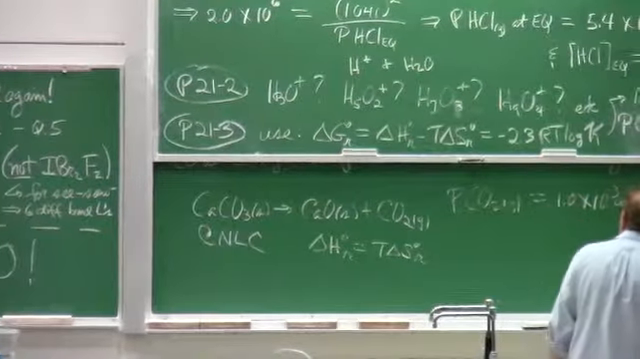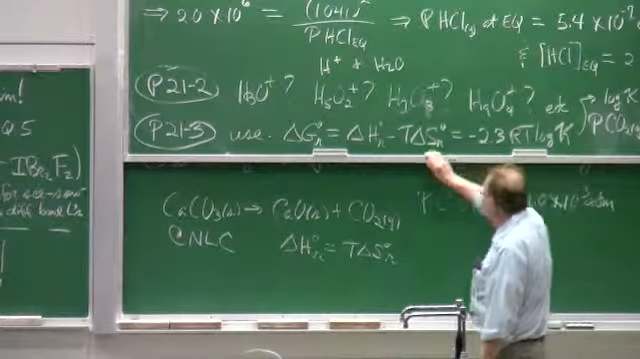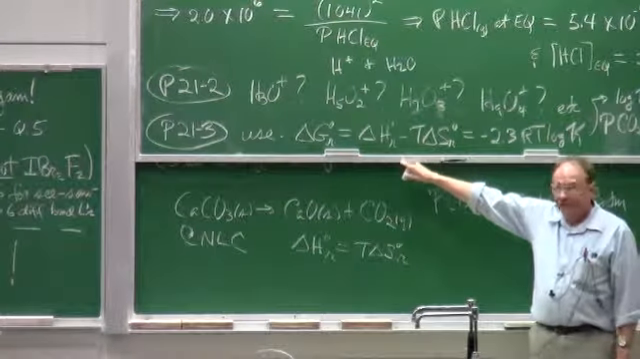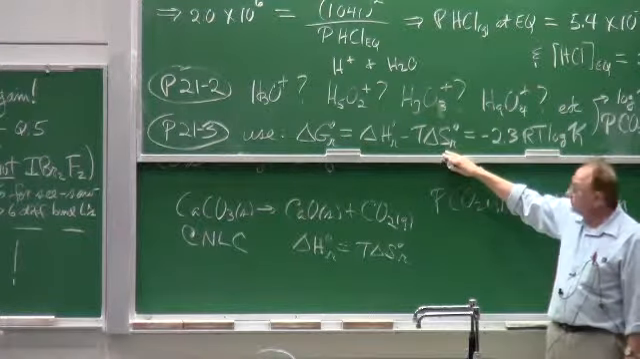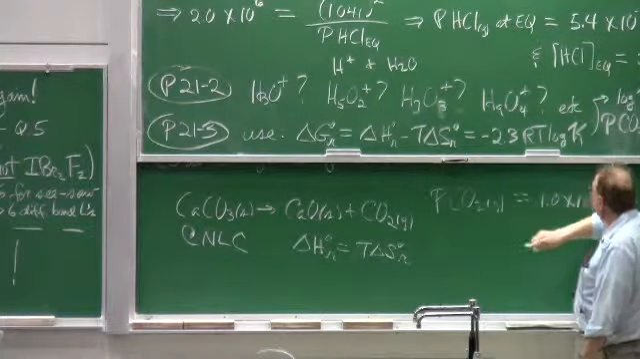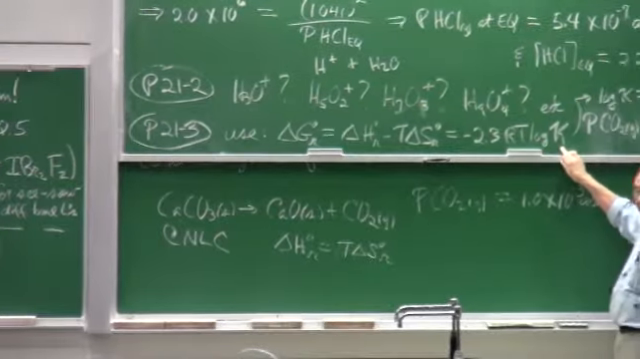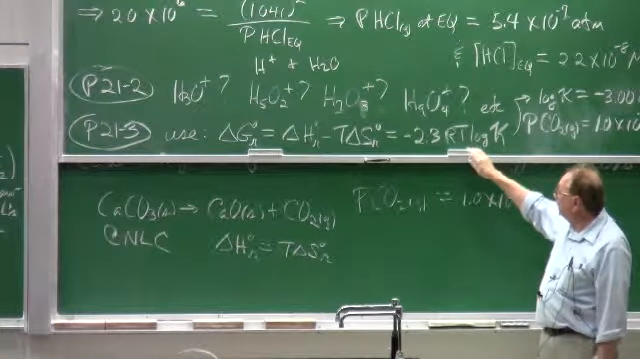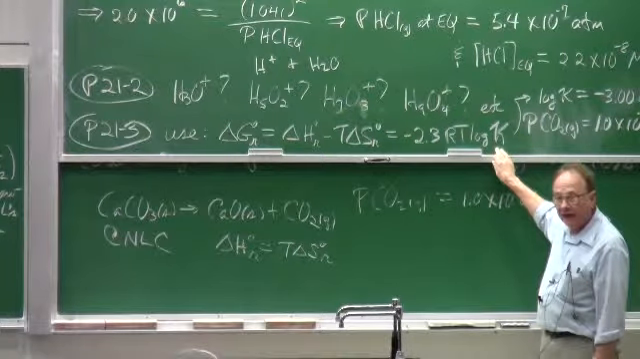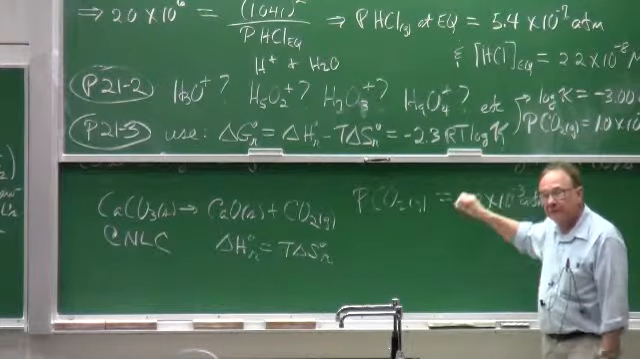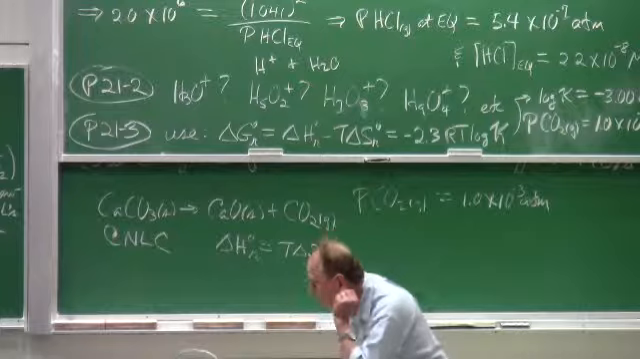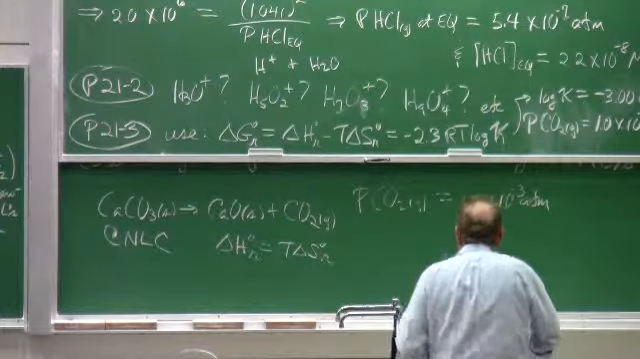How do I get the value? I just apply this. You've got delta H0 value for this reaction. You've got delta S0 value for this reaction. You want the T. And what am I going to put in for K? Or more to the point, what am I going to put in for log K? What's the log to the base 10 of 10 to the minus 3? What is it? Minus 3. Done. Do the arithmetic.